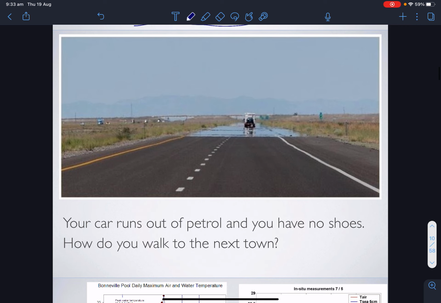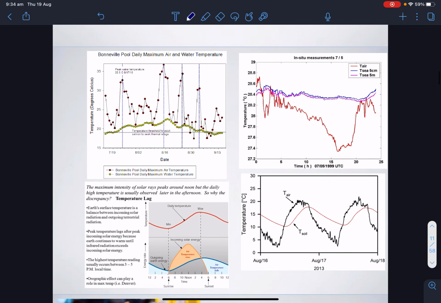Another thought experiment I thought I'd put in is, here your car runs out of petrol and you have no shoes. How do you walk to the next town? Do you walk down the middle of this bitumen road? Do you walk down the edge? Do you walk on the grass? Do you walk on the white lines? I mean, you can pretty much think about it there, can't you?